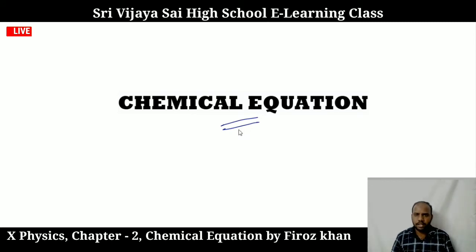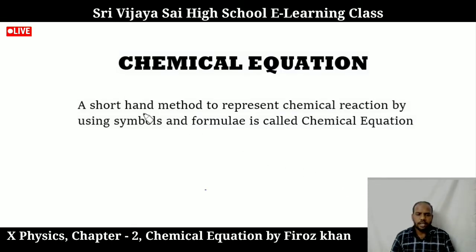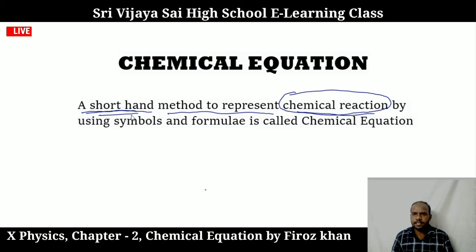First of all, we want to understand what we mean by chemical equation. So chemical equation means a shorthand method to represent a chemical reaction. So to represent a chemical reaction, we are using a shorthand method. That is chemical equation. How are we using it? By using symbols and formulae. So a shorthand method to represent a chemical reaction by using symbols and formulae is called a chemical equation.